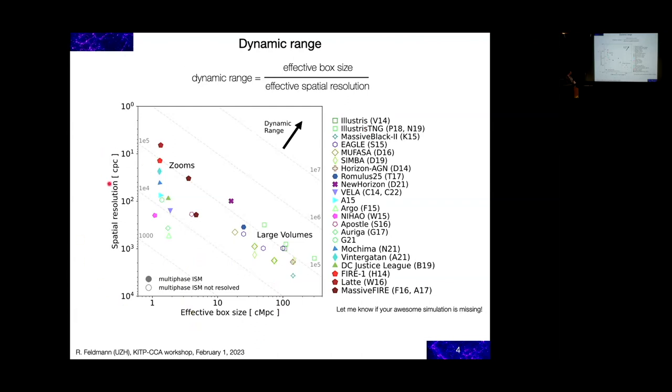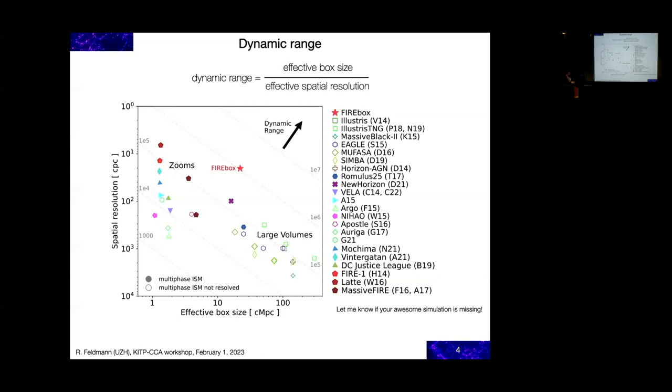Here's the spatial resolution. And for a bunch of more recent, state-of-the-art simulations in many cases, you can see that the dynamic range is maybe a few times 10 to the 5. So dynamic range are these diagonal lines here. Firebox, which is the simulation that I'm going to talk about for the next few minutes, fits into a unique space in this plane, and it sits up here.